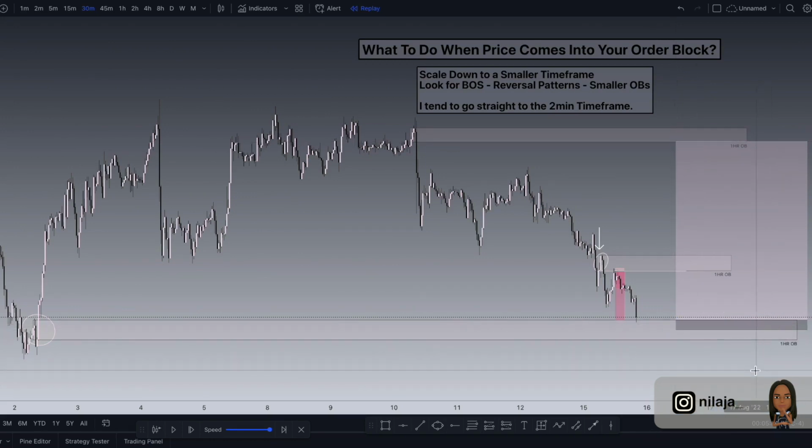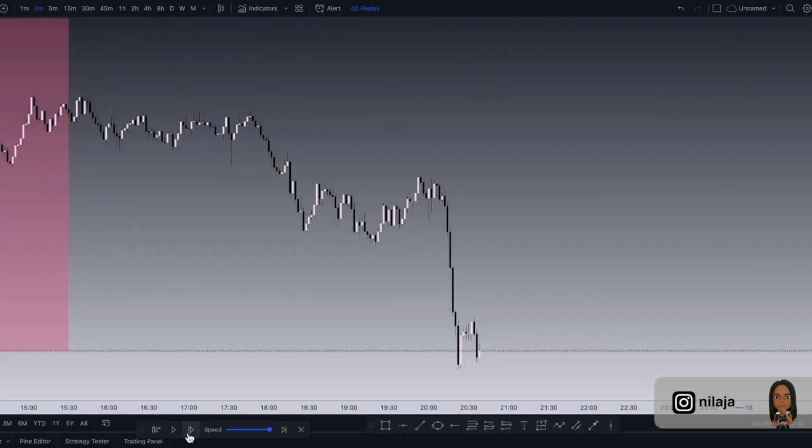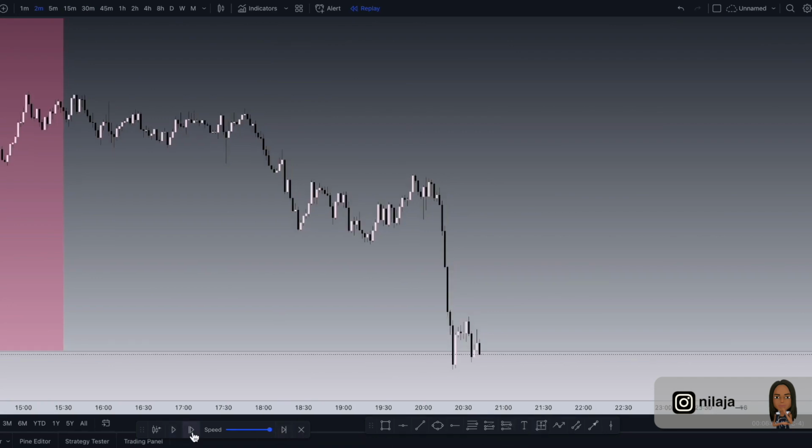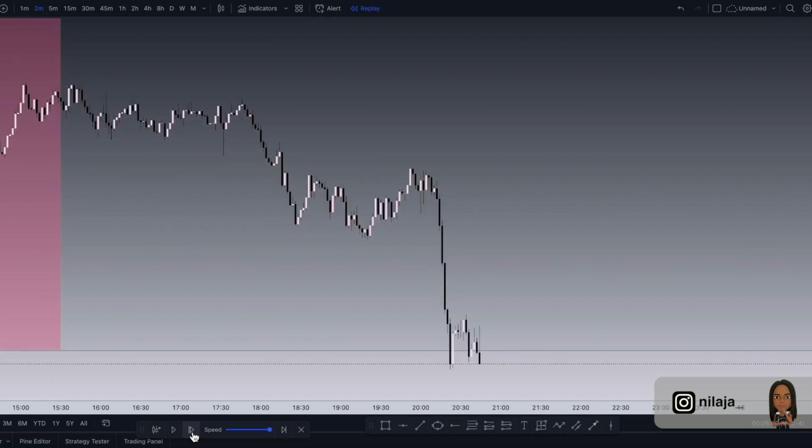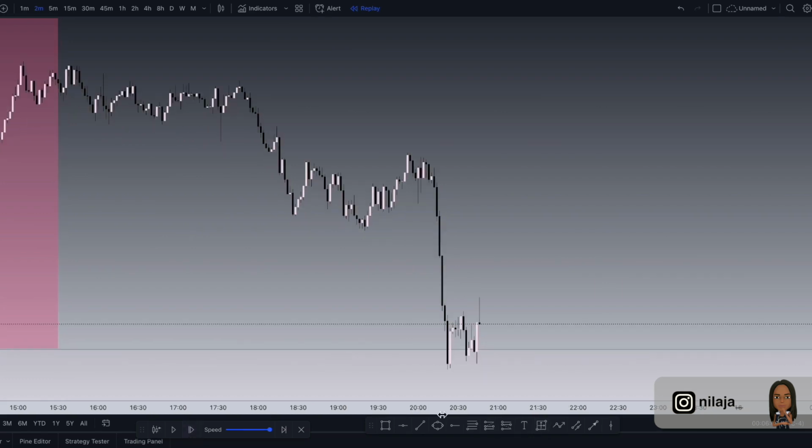So let's go down to the 2-minute time frame and see what we can find. Personally, I do like when price creates a double bottom. I'll give it one more candle. See how it closes and rejects. All right. So this gives me my entry here.